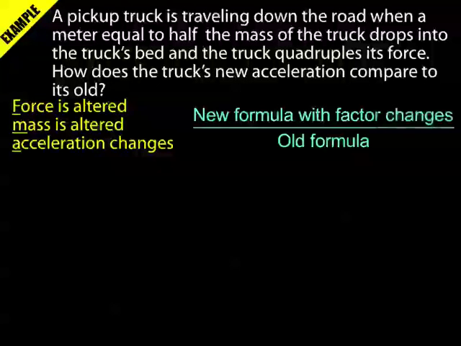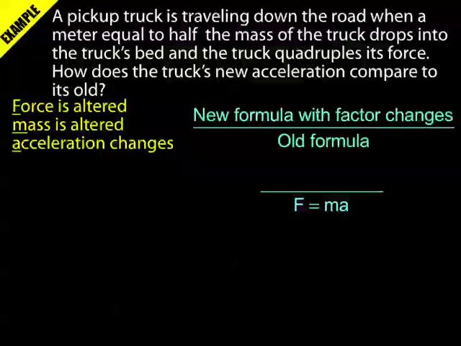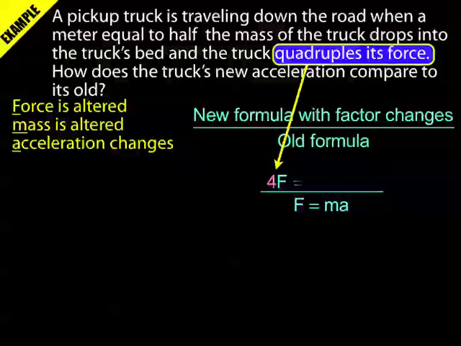The way we're always going to set up ratio problems is you're going to take your new formula with the factor changes on top and then make a fraction with the old formula unchanged on the bottom. Let me show you what I mean. So we're going to start with our old formula, which is just F equals ma, on the bottom of the fraction. It's going to quadruple its force, so we're going to write that as 4F. So the factor change for the force is 4. And we still have the m and the a to deal with.